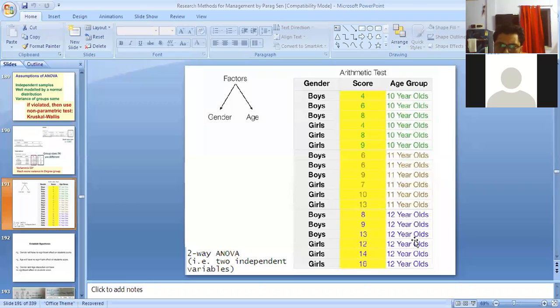So the general terminology is that we talk about n-way ANOVA, because you can have any finite number of independent variables.